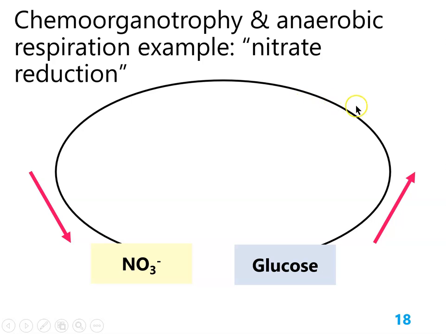For something like sulfate, it's even worse than that. So they get a lot less ATP per molecule of glucose than aerobic respiration gives us, or gives our mitochondria. Still, if this is available as an electron acceptor, this is the second best option, and bacteria that can use it are going to win.